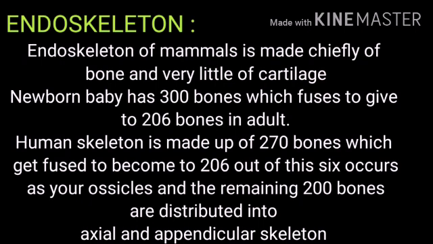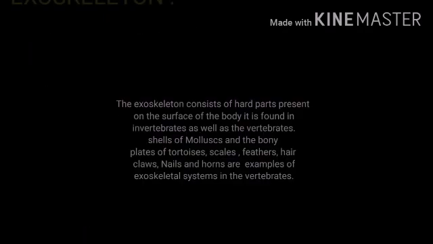Endoskeleton. The endoskeleton of mammals is made chiefly of bone and very little cartilage. A newborn baby has 300 bones, which fuse to give 206 bones in an adult. The human skeleton is made up of 270 bones, which get fused to become 206. Out of this, 6 occur as ossicles, and the remaining 200 bones are distributed into axial and appendicular skeleton.